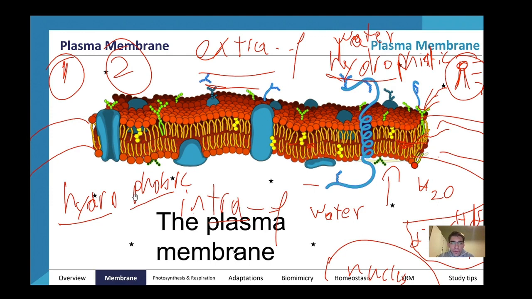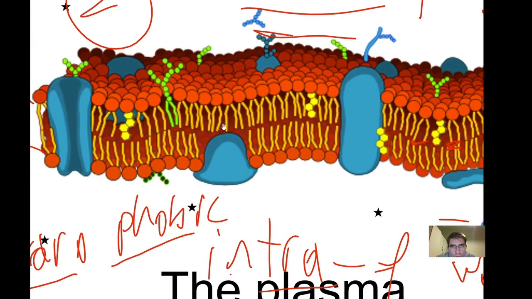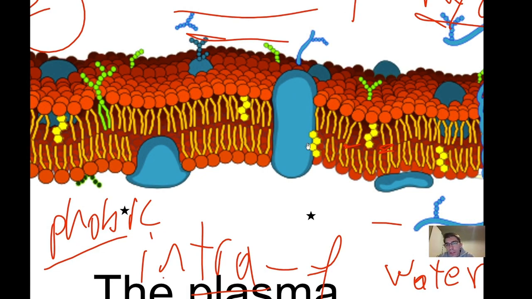So yeah, a lot of it is really important. Cholesterol as well. Let's start with cholesterol. Why is cholesterol embedded? That is cholesterol. Actually, fun fact, the cholesterol that you see here is actually a steroid. A steroid is any molecule that has a ring structure, right? It has that ring structure right there.